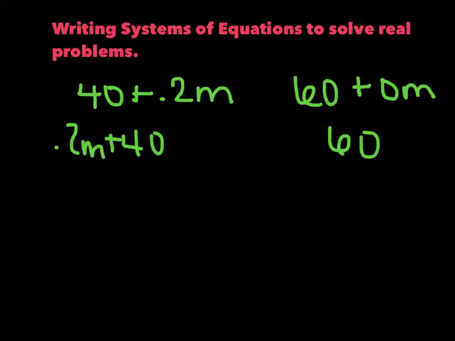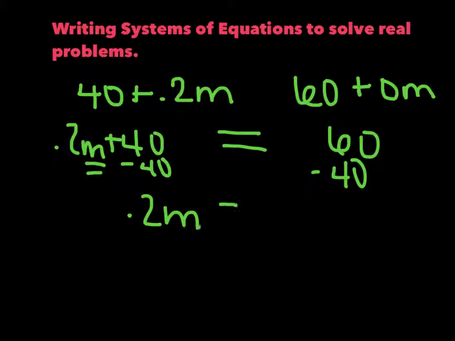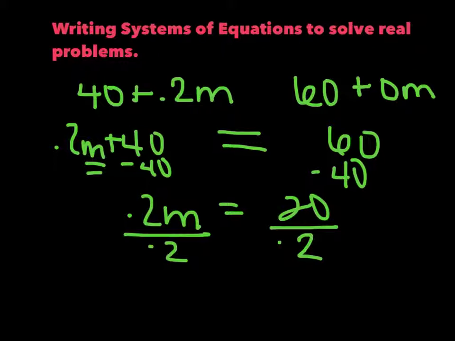The first question is, how many text messages would you have to send or receive in order for the plans to cost the same? Well, since they're going to cost the same, you could just set these two equal to each other. Now we want to know how many messages, so I want to solve for m. So subtract 40 on both sides. So you get 0.2m is equal to 20. Divide by 0.2.